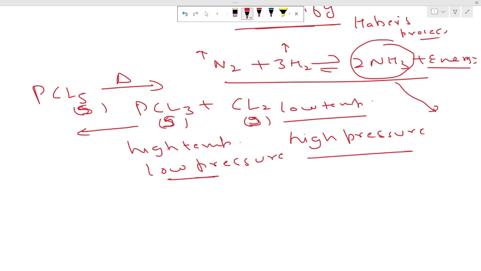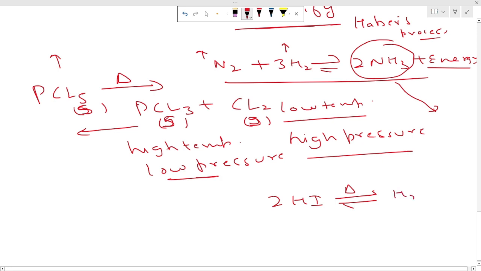this reaction, and obviously if you increase the concentration of PCl5, then the reaction will proceed in the forward direction, and if you are removing the products from the system, then obviously the reaction will proceed in the forward direction. So then see, take another example. We have 2HI. If you heat it, then you will have H2 plus I2.